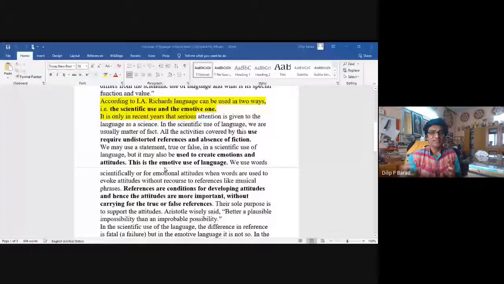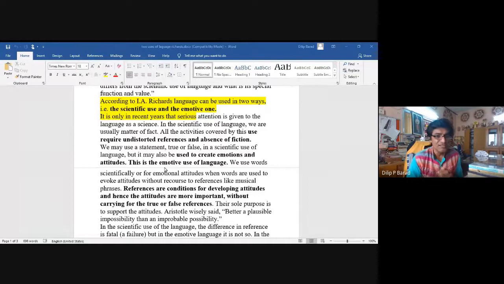Okay, then if you move to the next part, another is two uses of language. In two uses of language, let me share a window again. According to I. A. Richards, language can be used in two ways. That is to say, the scientific use and the emotive use. That is called scientific use and the emotive use.